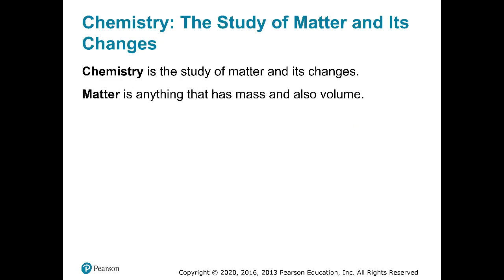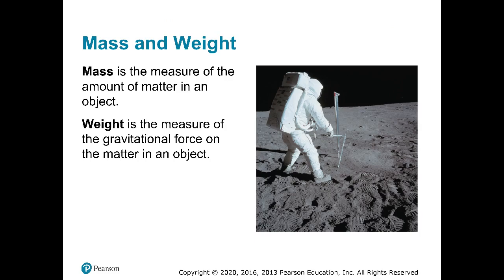Chemistry is going to be the study of matter and its changes. Matter is going to be anything that has mass and volume. So let's talk a bit about mass and weight. So mass is going to be the measure of the amount of matter in an object. Weight is going to be the measure of the gravitational force on that matter that's in that object.